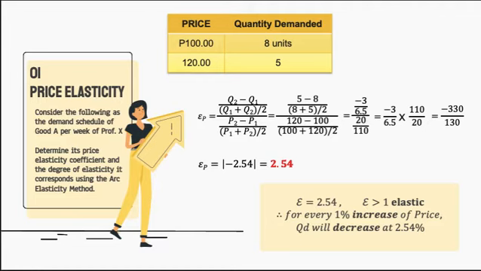The result is 2.4. Since it is greater than 1, the type of elasticity it corresponds to is elastic. It means that the quantity demanded is highly sensitive for every change in its price. Therefore, we can analyze that for every 1% increase of price, quantity demanded will decrease by 2.54%.